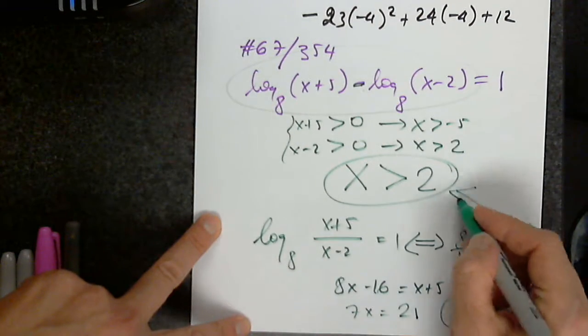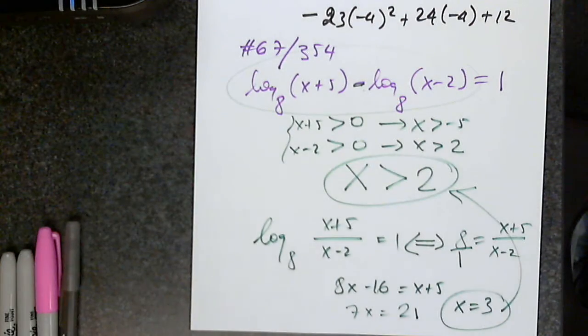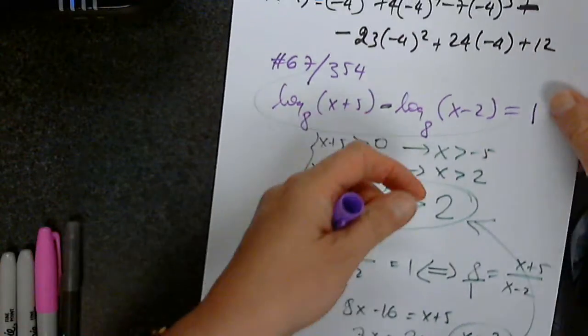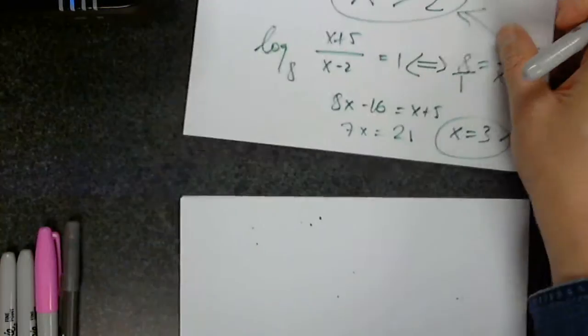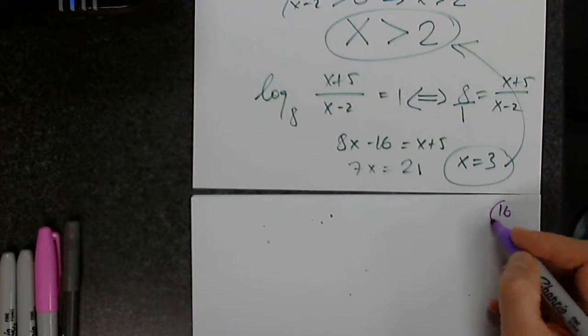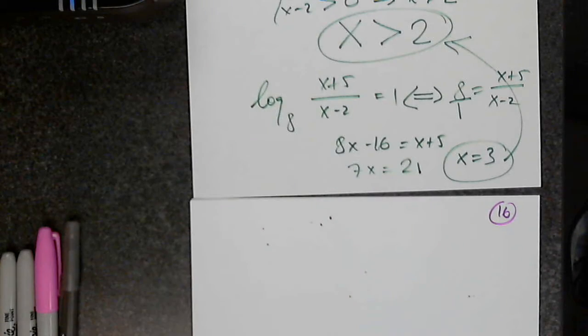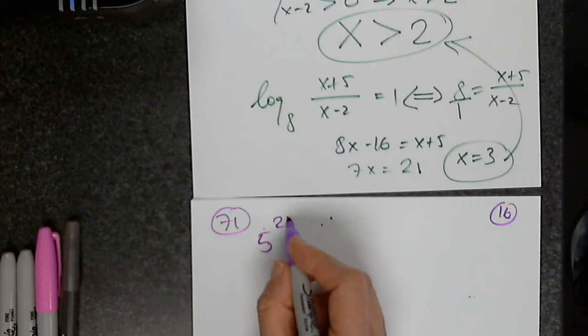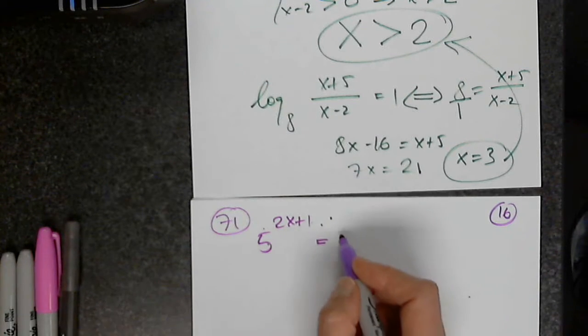Is this acceptable? It is acceptable. This was a log equation. An exponential equation, please. Like 71. This is the most difficult type, I think.